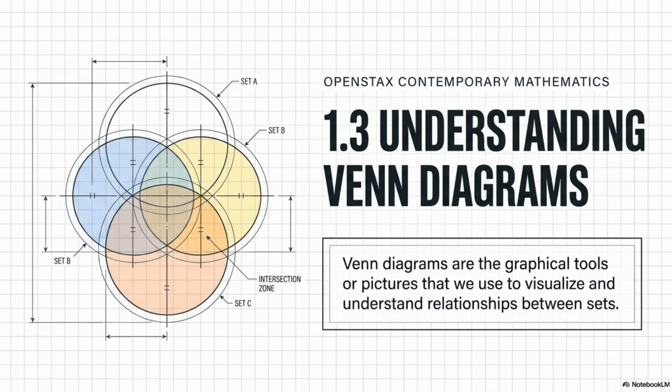Welcome to today's deep dive. Imagine a massive rectangle that holds every single piece of data in the known universe. Now, how do you actually find the one thing you care about without completely losing your mind? Today, we are unlocking a visual shortcut for organizing complex information, and we're using section 1.3 of chapter 1 from Contemporary Mathematics to do it.